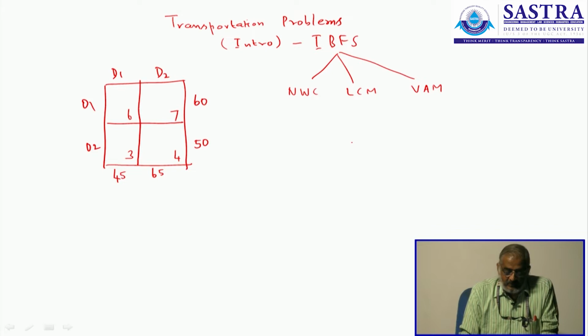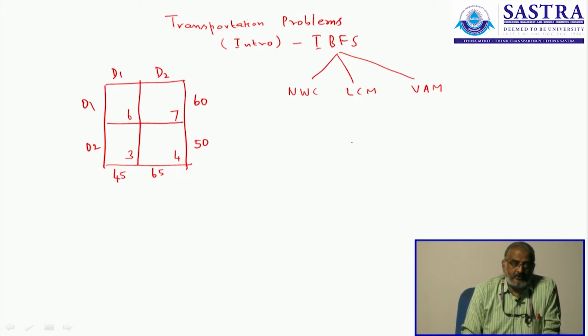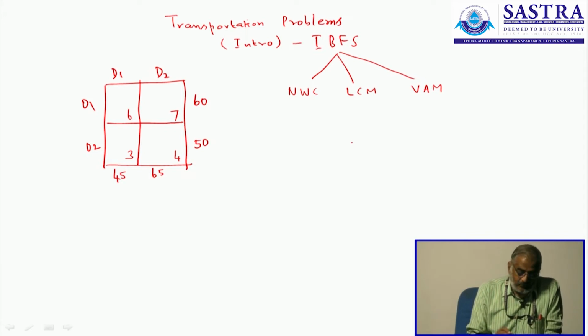Now to introduce the transportation problem, let me take a 2x2 transportation problem as shown in this table. We have two origins and two destinations. Origin 1 has 60 items of a particular commodity. Origin 2 has 50 items of the same commodity. These 110 items are to be transported to destination 1 and destination 2, where the requirement at destination 1 is only 45 units and the requirement at destination 2 is 65 units.